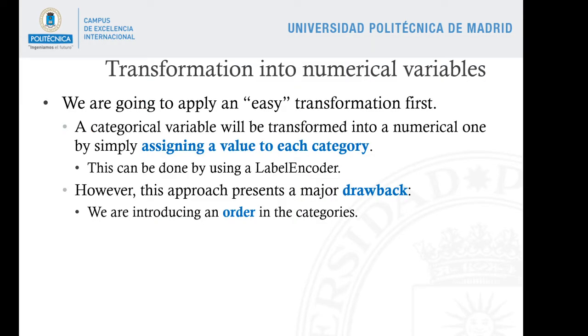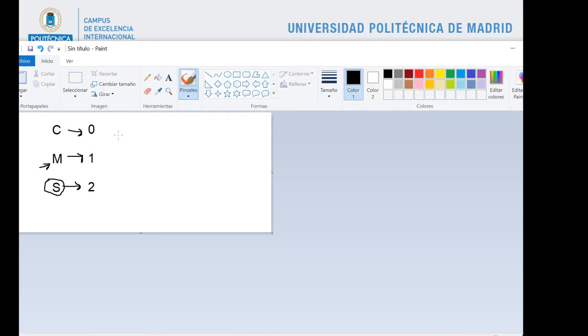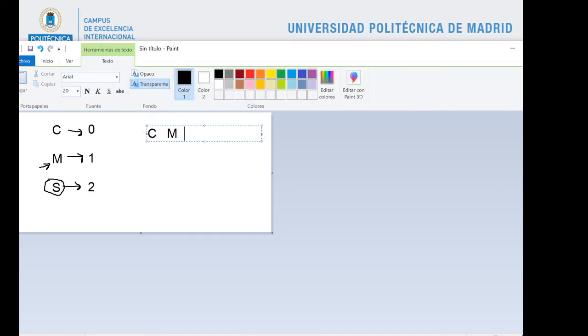Okay, so what we do is to say, instead of doing this, let's have three different columns, three different features, C, M, and S. And if a port was C, I will say 1 here, 0 here, 0 here. If the port was M, I will have 0, 1, 0, and if the port was S, I will have 0, 0, 1. By doing this, we are not introducing any order, okay?